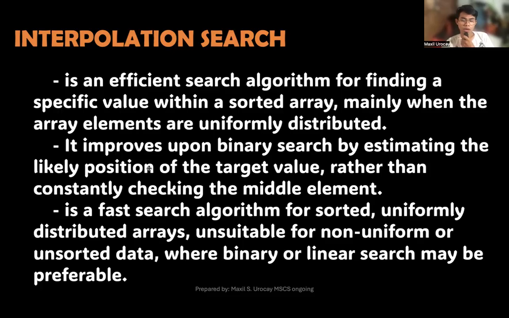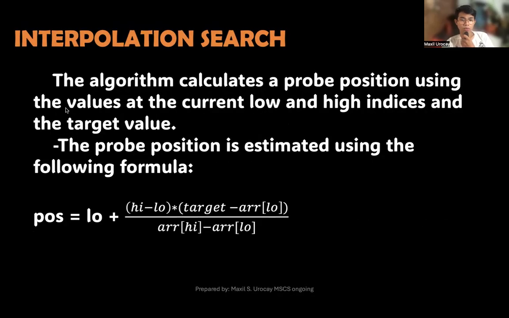This algorithm calculates a probe position using the values at the current low and high indices. The probe position is estimated using the following formula. You calculate the position as low plus the target minus array low, times high minus low, all divided by array high minus array low.